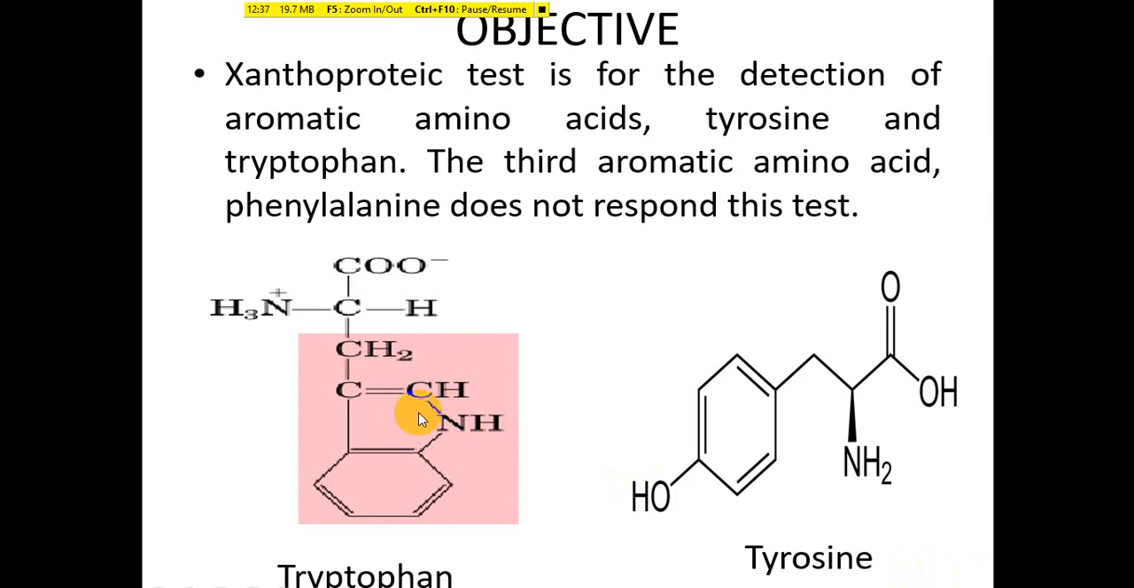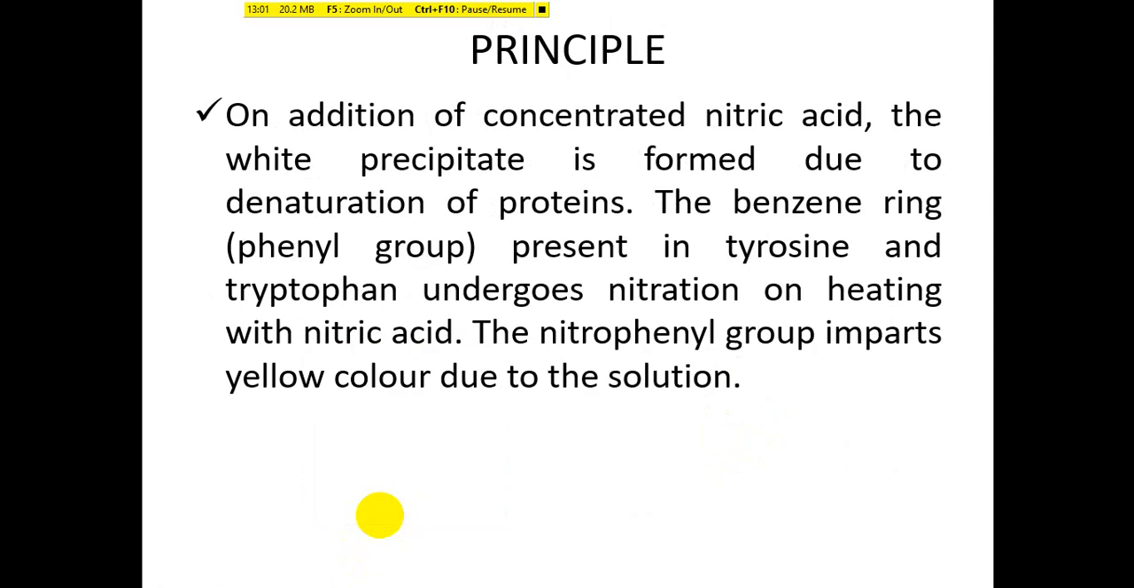Tryptophan or tyrosine. Tryptophan has this aromatic group, the benzene ring. Another benzene ring is here. So tyrosine has a benzene ring, and tryptophan also has a benzene ring. So it will respond to the Xanthoproteic test.